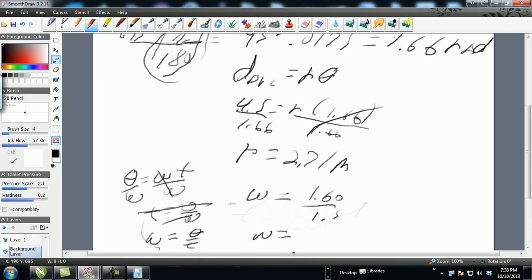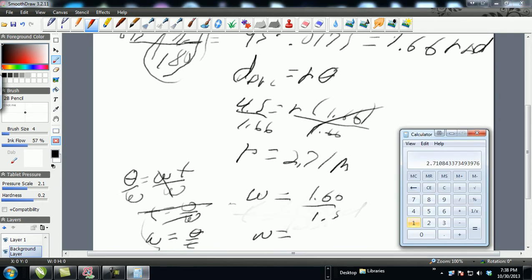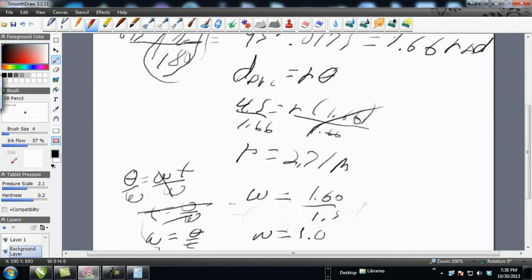So omega is equal to, handy dandy calculator, 1.66 divided by 1.5, which is 1.07 radians per second, right? That's seconds. Pitiful, but you get the idea.